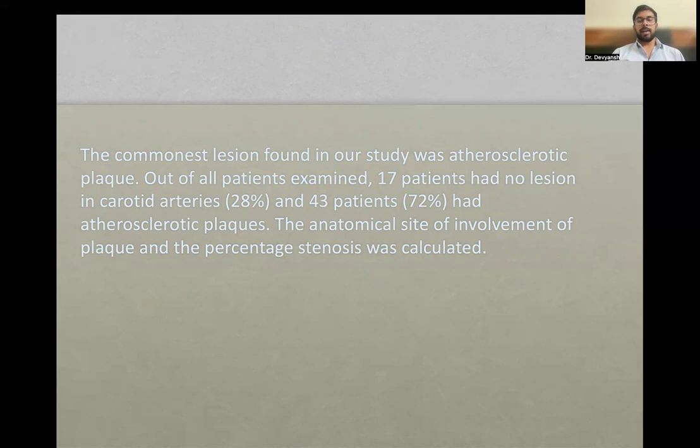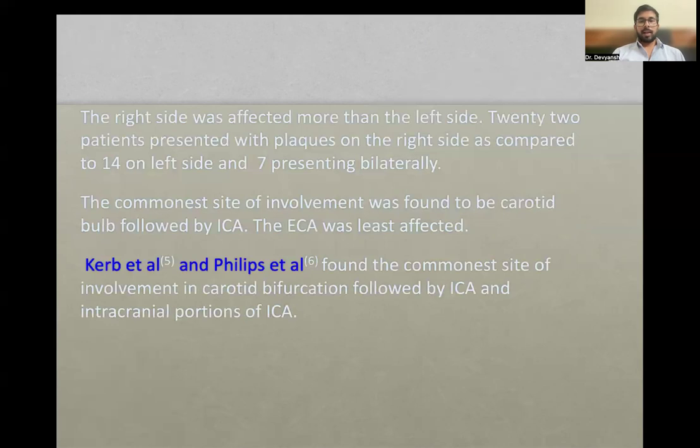Out of all patients examined, 17 had no lesion in carotid arteries, that is 28%, and 43 patients, 72%, had atherosclerotic plaque. The anatomical side of involvement of plaque and the percentage stenosis was calculated. The right side was affected more than the left side. 22 patients presented with plaque on the right side as compared to 14 on the left side and 7 presenting bilaterally. The commonest site of involvement was found to be the carotid bulb, followed by ICA. The ECA was least affected.